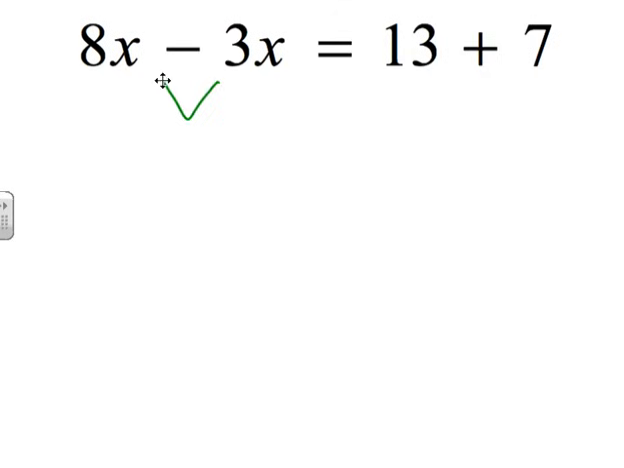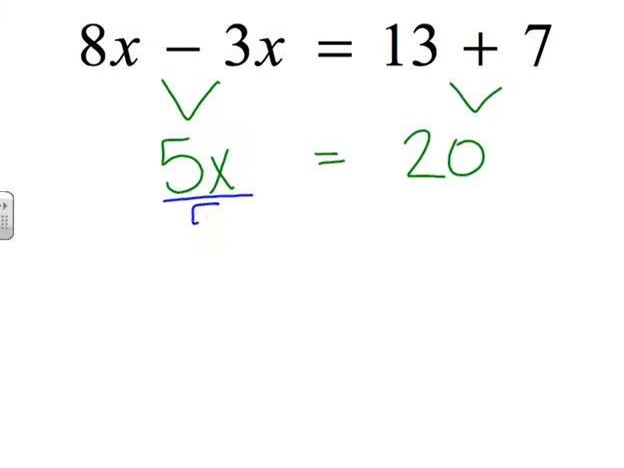8x minus 3x is 5x. 13 plus 7 is 20. And then just like I did with the tiles, I'm going to divide the 20 tiles into 5 groups. I'm going to use a fraction bar to represent division. And then I have x equals 4. And again, that matches up with the solution that I got when I used the tiles.